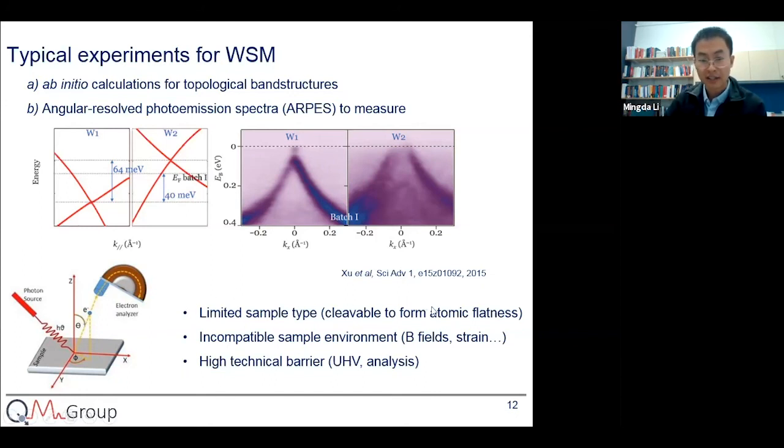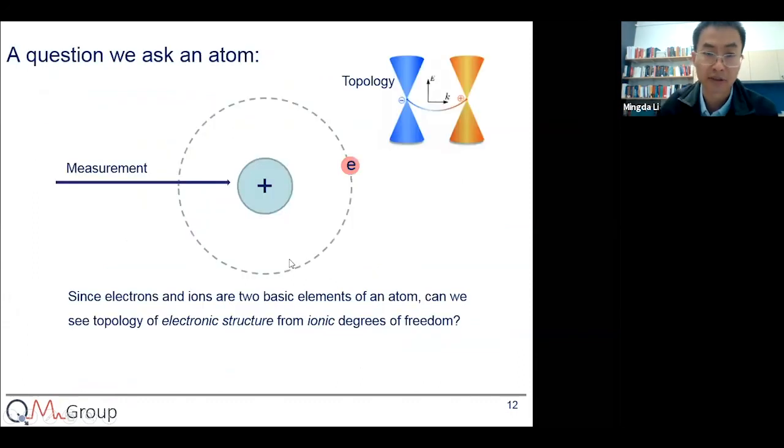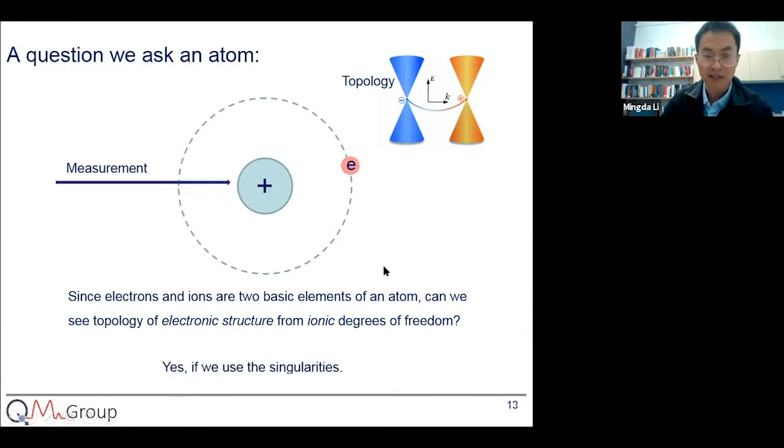So the idea here is: can we try to detect the topology of this Weyl fermion, the electronic degree of freedom, by detecting the ionic degree of freedom? The answer, briefly, is yes, if we can fully take advantage of these singularities.